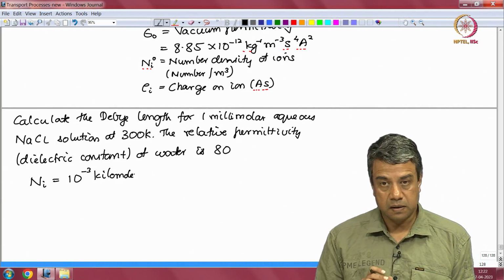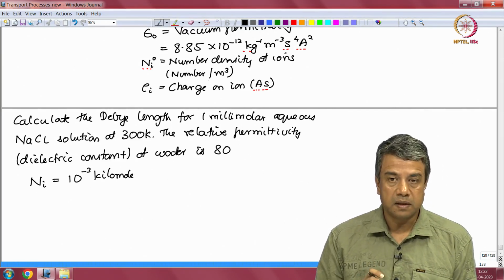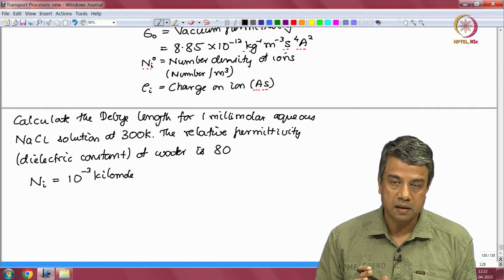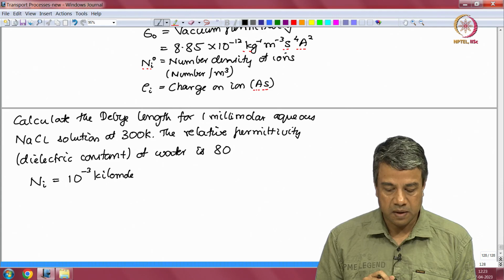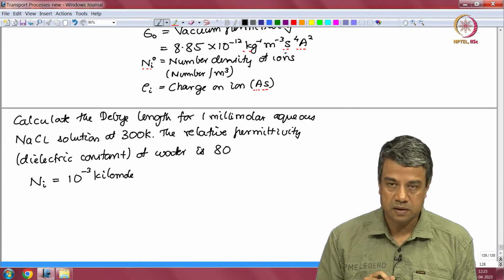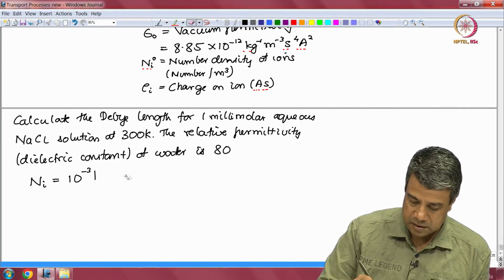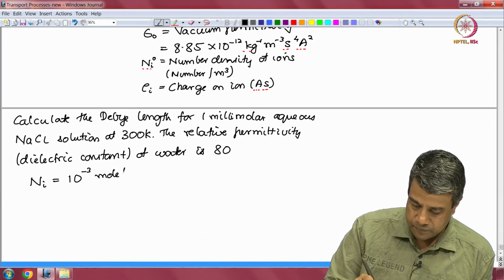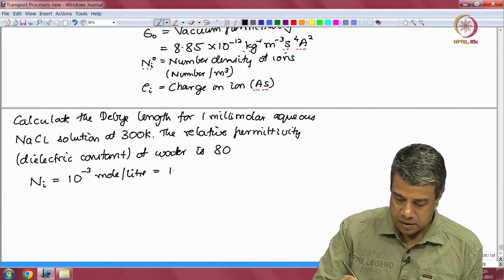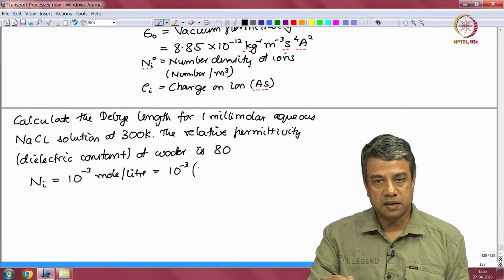Moles per liter. 1 molar is 1 mole per liter. Liter is 10 power minus 3 meter cubed. And 1 mole is 10 power minus 3 kilomoles. So let me just write this as 10 power minus 3 into 1 mole is 10 power minus 3 kilomoles.